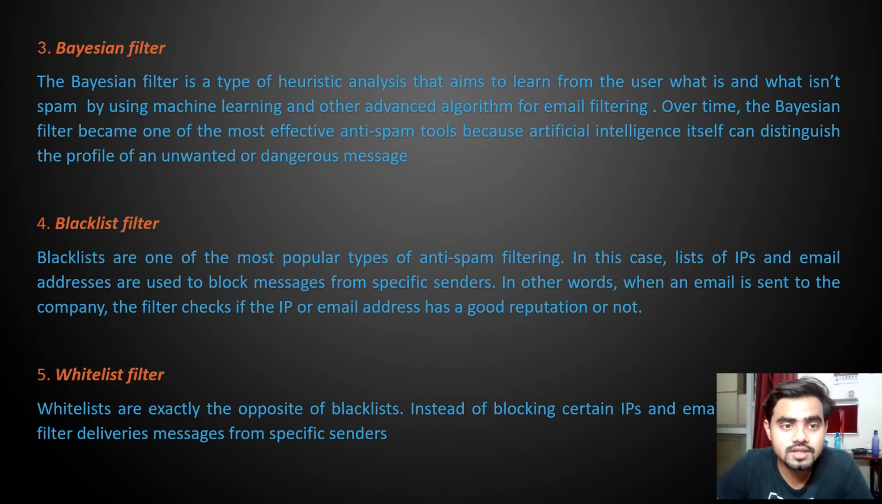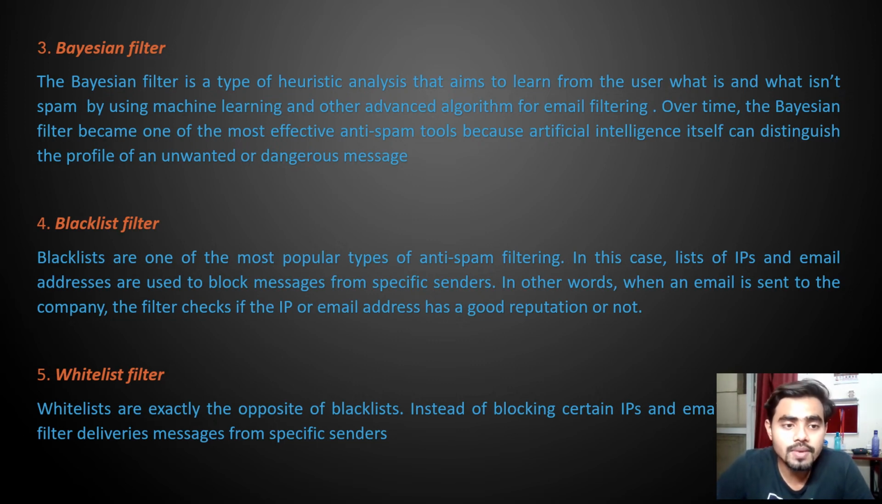The third one is the Bayesian filter. The Bayesian filter is a type of heuristic analysis that aims to learn from the users what is and what isn't spam by using machine learning and other advanced algorithms for email filtering. Over time, the Bayesian filter became one of the most effective anti-spam tools because artificial intelligence itself can distinguish the profile of unwanted or dangerous messages.